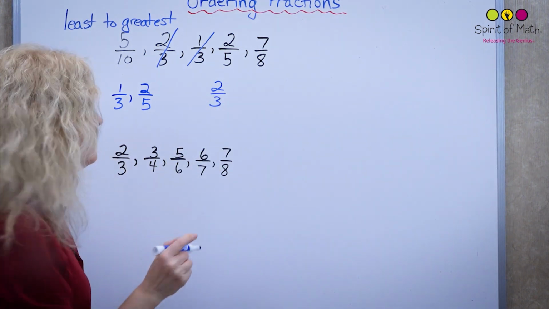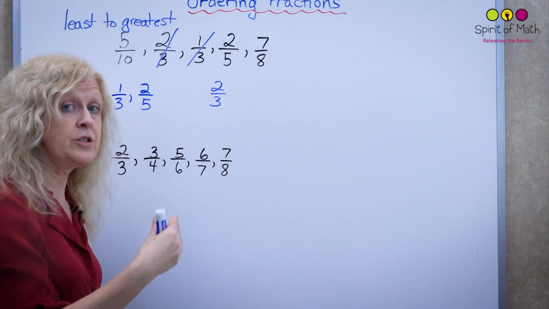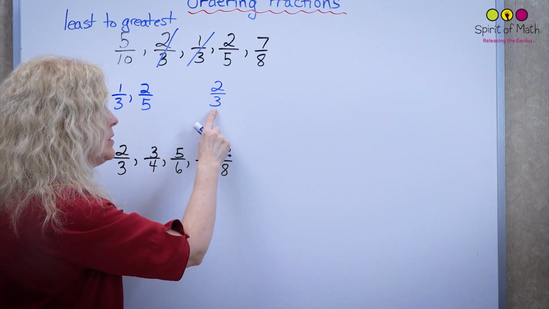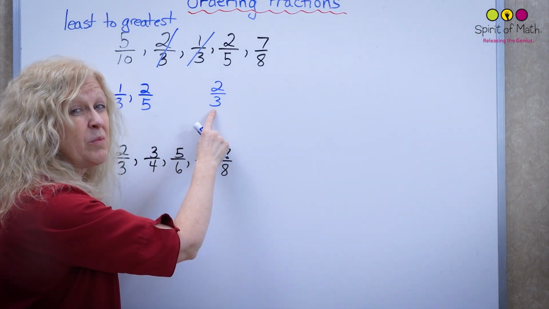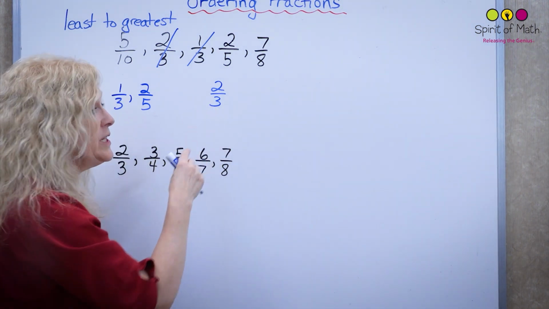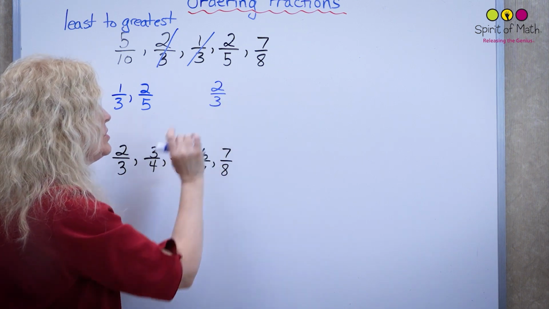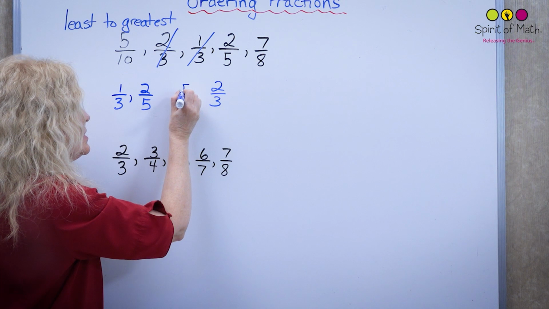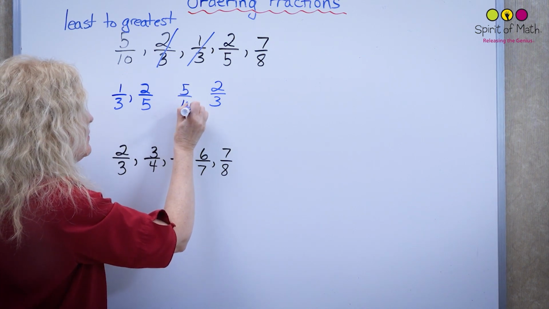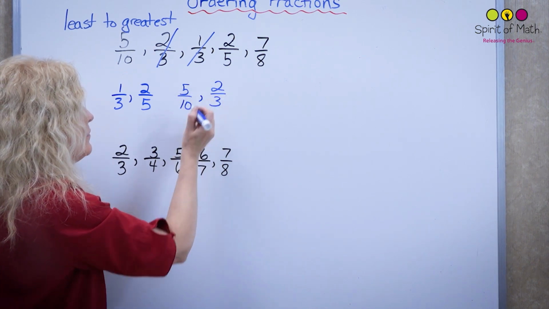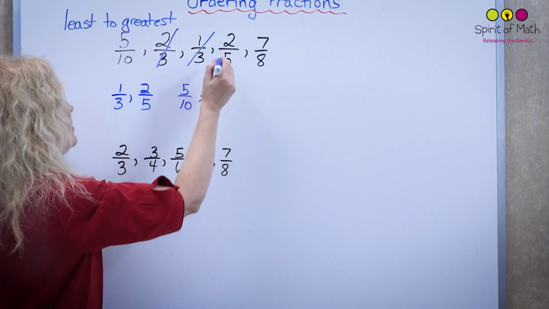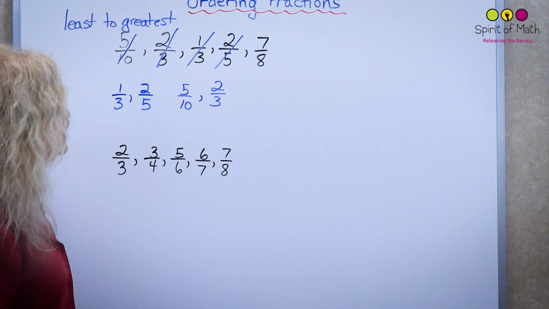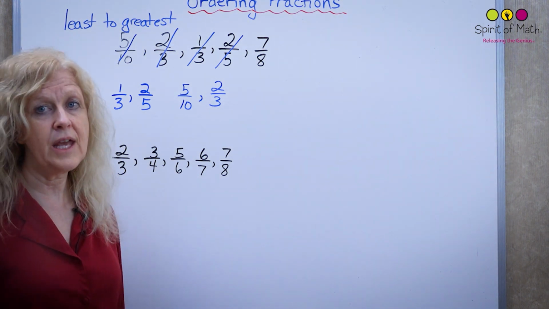All right, that 5/10, does it go here or does it go here? 5/10 is 1/2. Is 2/3 greater than 1/2 or less than 1/2? Well, think about it. What's 1/2 of 3? Well, that's 1.5. So 1.5 is half of 3, and 2 is greater than that. So 5/10 is 1/2, which is smaller than 2/3, because 2/3 is greater than 1/2. Okay, so now I've got the 2/5 and I've got the 5/10, and now all you have is the 7/8.